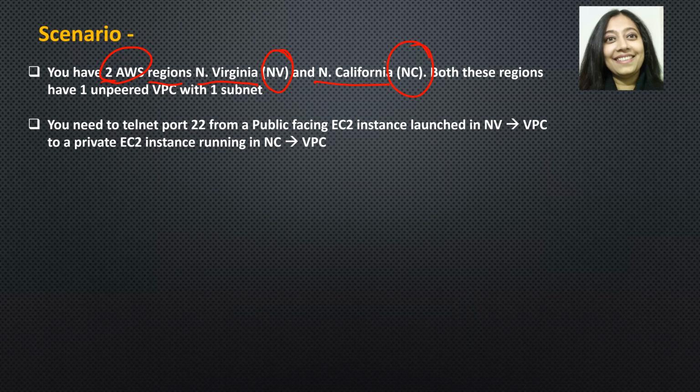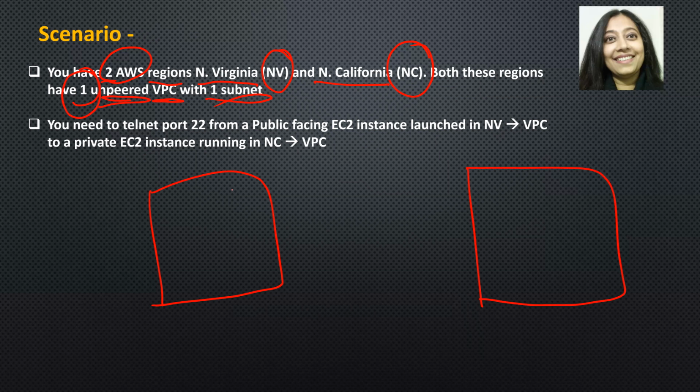Both these regions have one unpeered VPC with one subnet. So you have two regions, NV and NC. You have one VPC, which is unpeered, and of course a subnet in each of these VPCs.